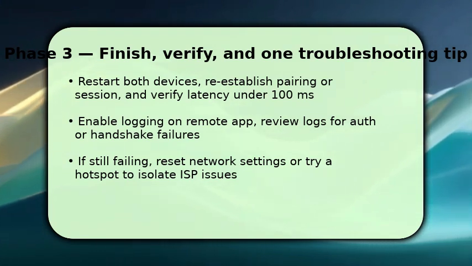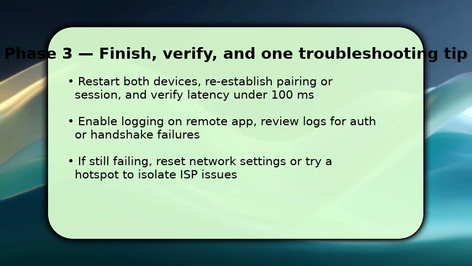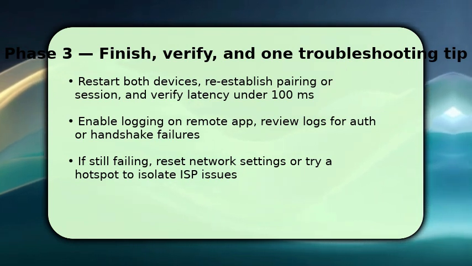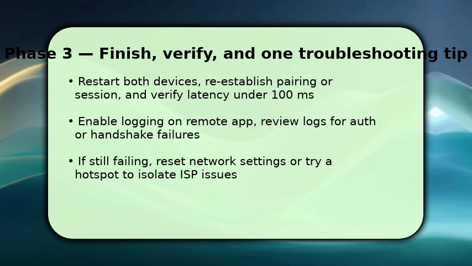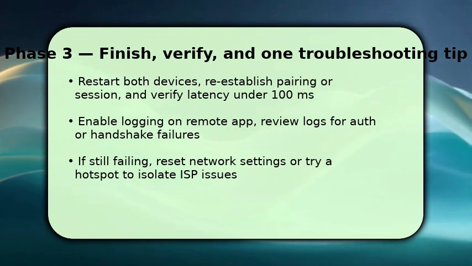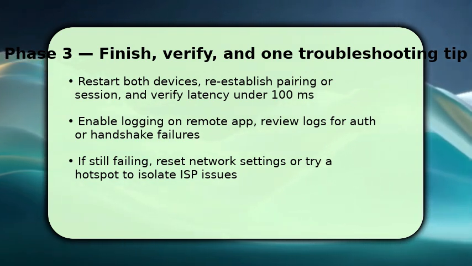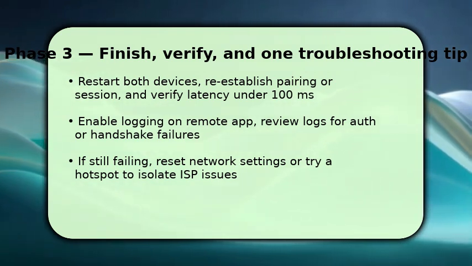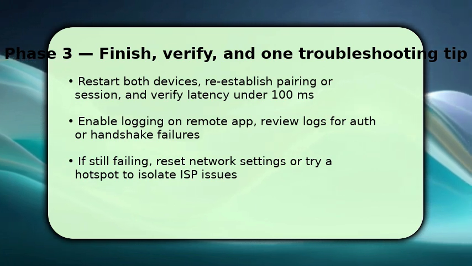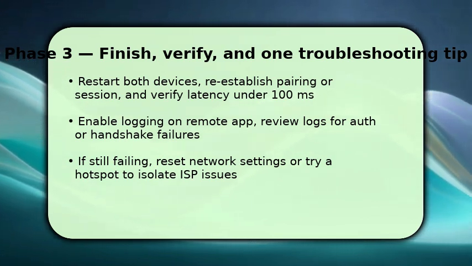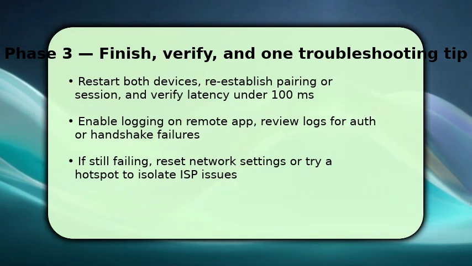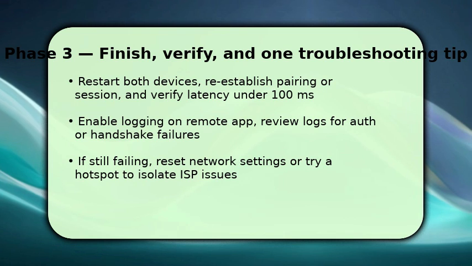Enable detailed logging in the remote app, then reproduce the failure and inspect logs for authentication or handshake errors. If problems persist, reset network settings or temporarily use a phone hotspot to isolate ISP or router issues. One key tip: if you see repeated auth failures, delete saved credentials on both sides, then re-enter them to clear corrupted tokens.